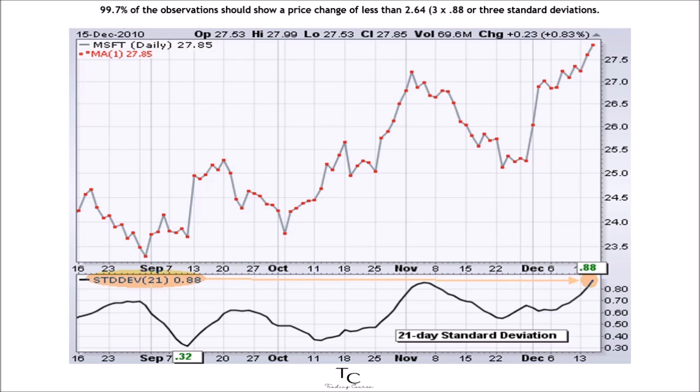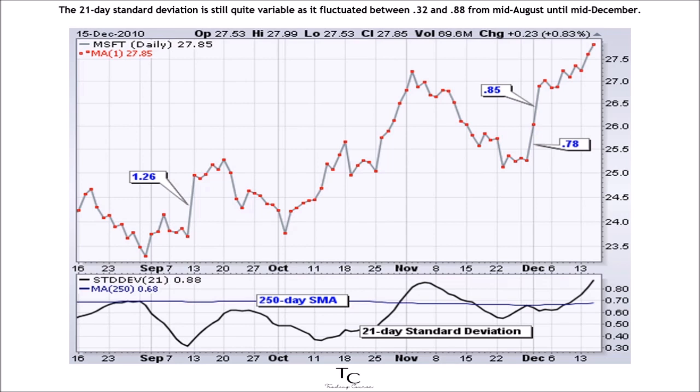99.7% of the observations should show a price change of less than 2.64, which is 3 times 0.88 or 3 standard deviations. Price movements that were 1, 2 or 3 standard deviations would be deemed noteworthy.